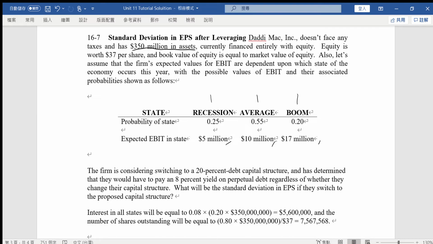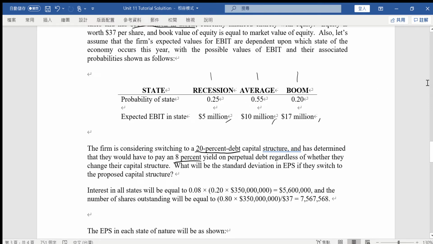Okay, and now the company considers changing the capital structure. Originally it's 100% equities, but now 20% will be debt. This debt will have an 8% interest rate. Because of that, we need to work out how much this portion is financed by debt, that is, what portion the debt accounts for, and also what the possible interest is that we need to pay to the bondholders.